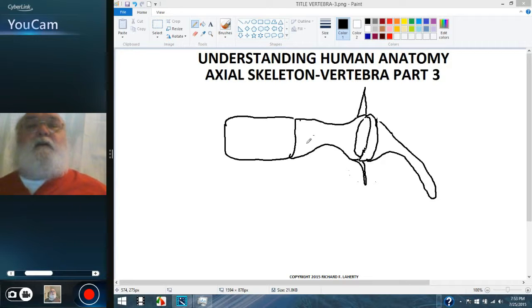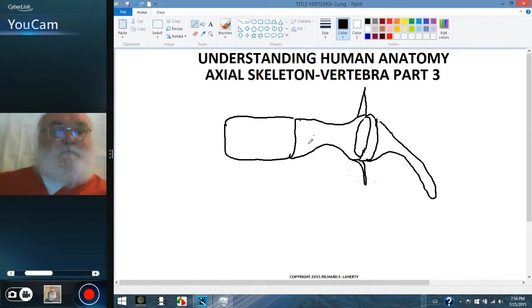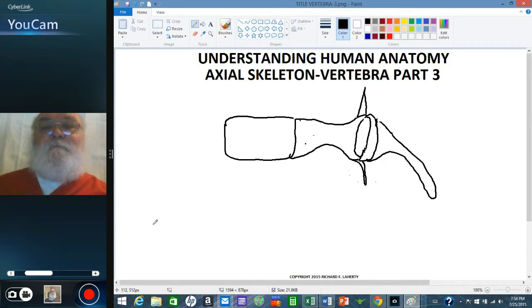Welcome to part 3 of the anatomy of the vertebra and understanding human anatomy. This lesson will concentrate on looking at how two vertebrae articulate or join together with one another. So we'll start by drawing in a second vertebra just underneath the one we have already drawn in.